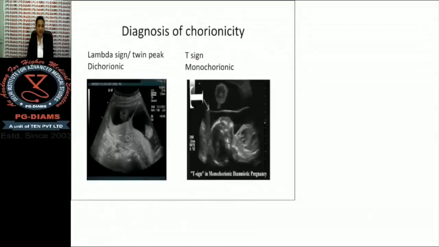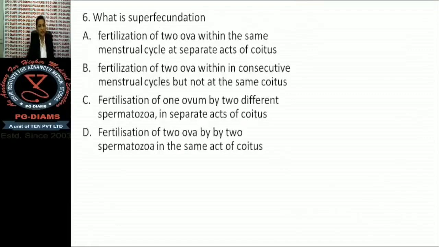The signs that I told you already are lambda sign. This is lambda. This means dichorionic, diamniotic. Both of them are diamniotic. To differentiate between monoamniotic and diamniotic is easier, but to differentiate between dichorionic and monochorionic is difficult. So this is the lambda sign of dichorionic, and that's the T sign of monochorionic twin pregnancy. So your answer is 8 to 12 weeks.